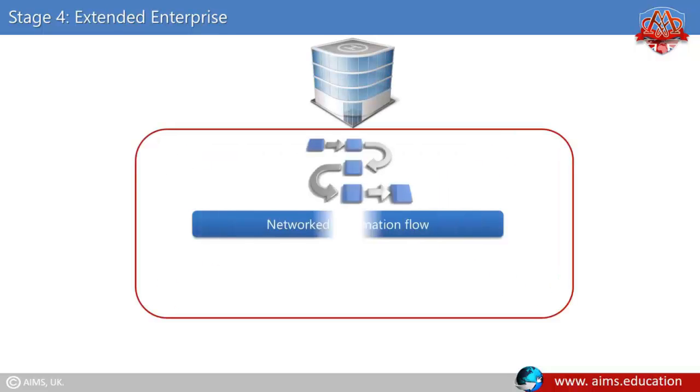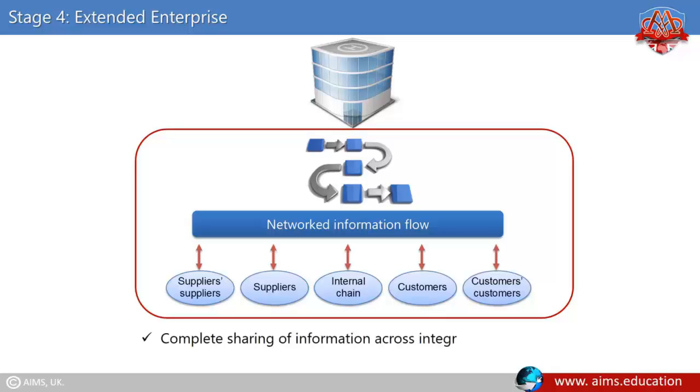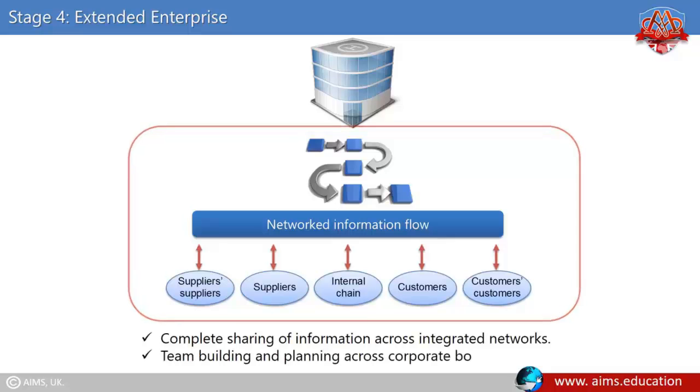Stage 4. Extended enterprise. The firm integrates its internal network with the internal networks of supply chain partners in order to improve efficiencies, product or service quality, or both. The exhibit shows the advancements. This structure allows complete sharing of information across integrated networks and team building and planning across corporate boundaries.